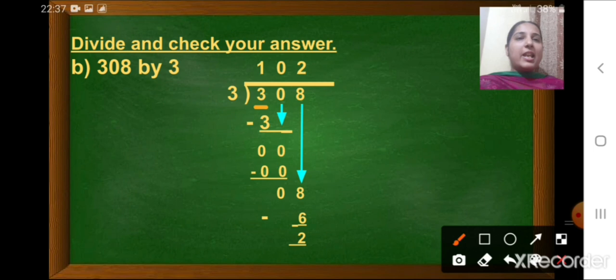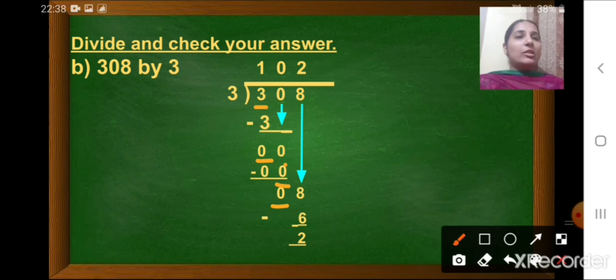So 3 minus 3, what will we get here? 0. Now we'll bring down the next digit from the dividend. What is the next digit? That is 0, so we'll bring that 0 down. Now 3 how many times will give us 0? You remember that, children? When we multiply 0 by any number, we get 0 only. So 3 0 times will give us 0. That we will write here. So 0 minus 0, again we'll get 0 only.